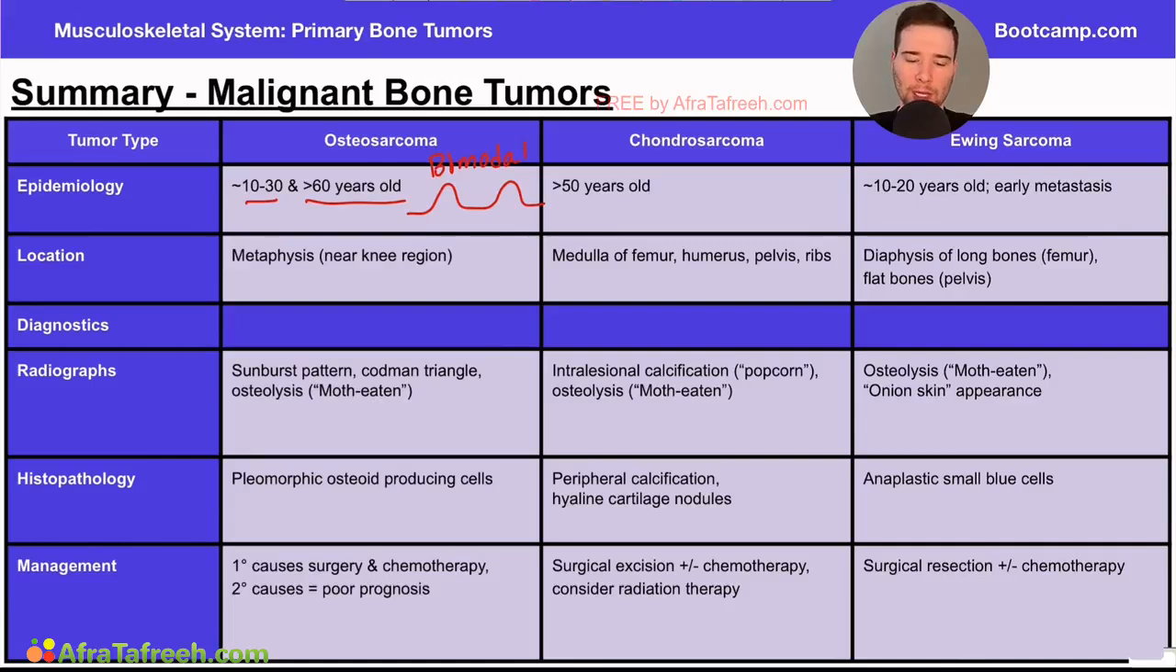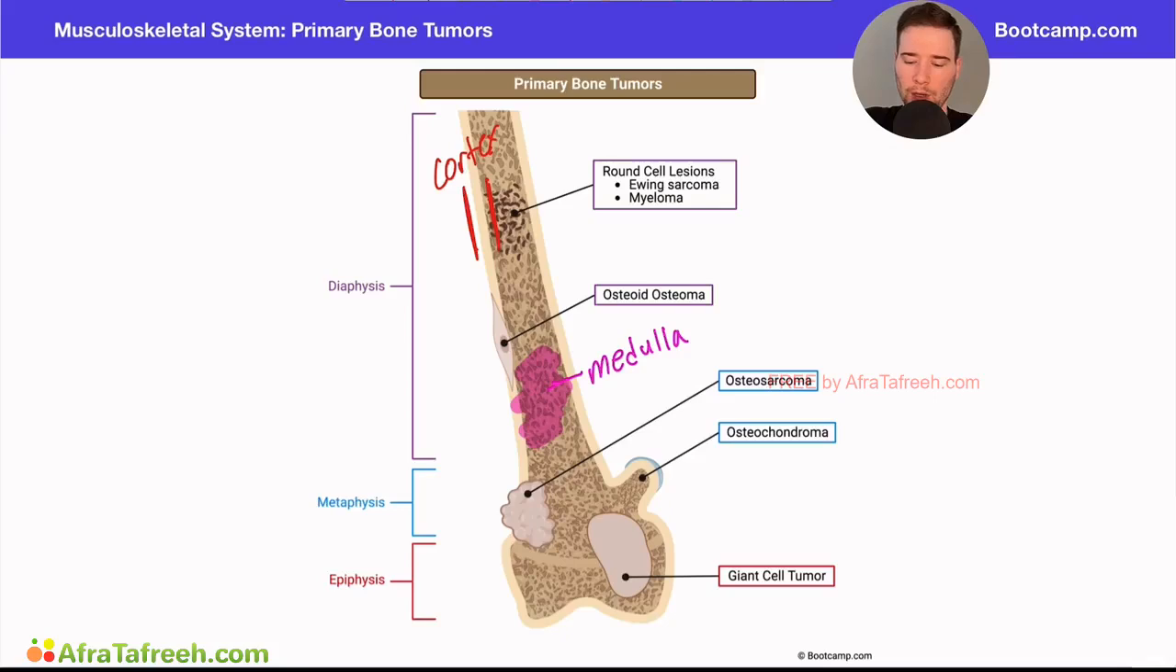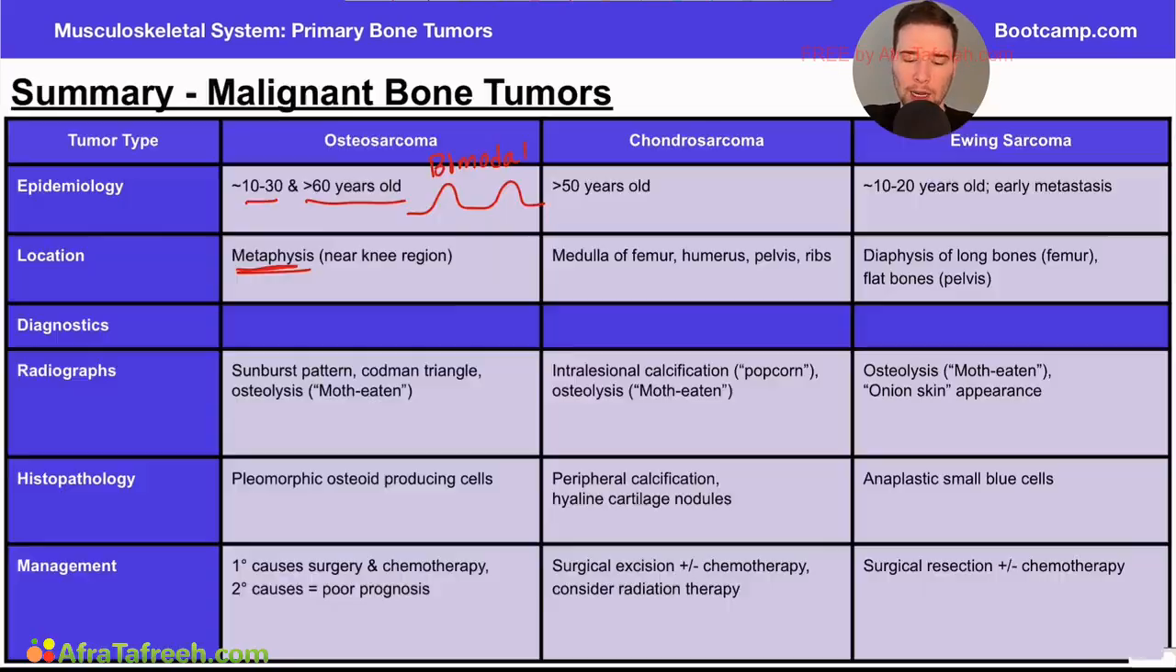Now, when we think about the location here, typically going to be in the metaphysis or the middle portion of that knee region. Again, if you draw your attention to our primary bone tumors, we have the osteosarcoma, more likely to be in this area right here, which is going to be the metaphysis. Now, when we think about diagnostics, and particularly the radiographs, we're going to see a couple of things, including a sunburst pattern, Codman triangle, and osteolysis.